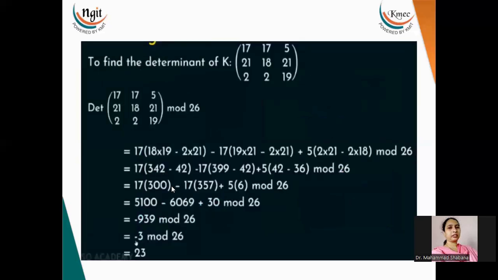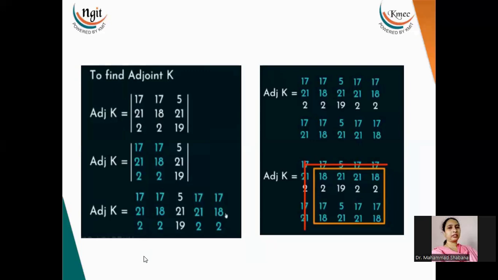After doing the calculations, we are getting minus 3 mod 26, which is nothing but 23. So this is the determinant of K. Now let us find the adjoint of K.